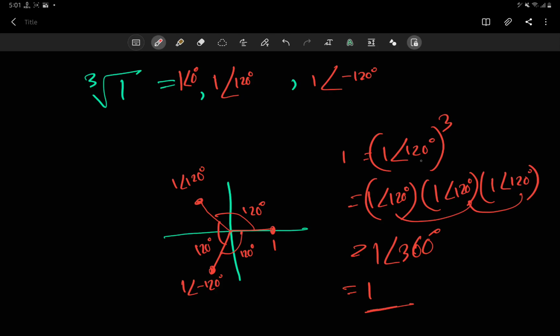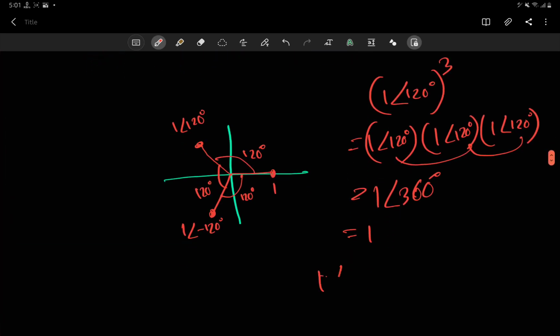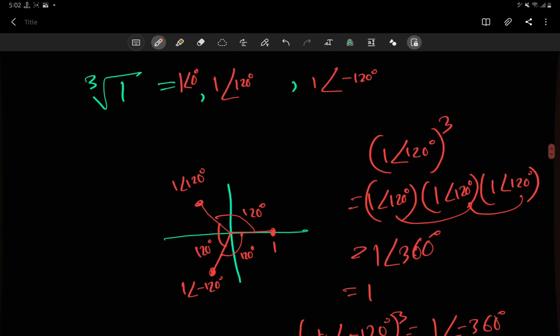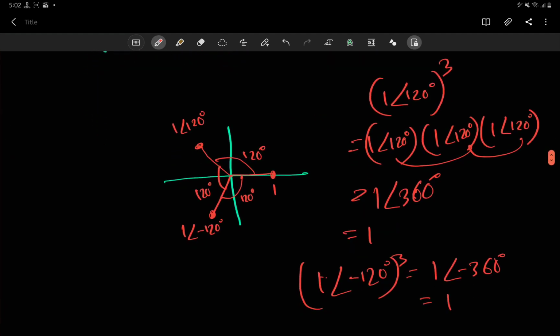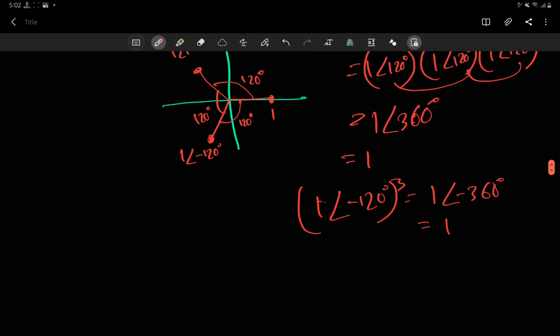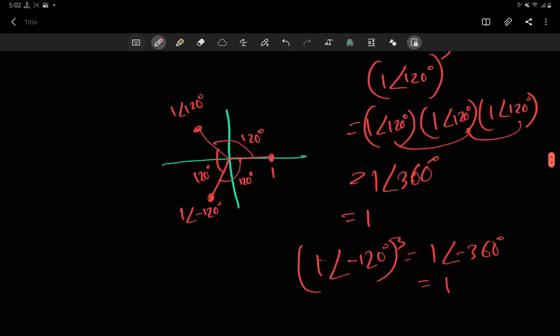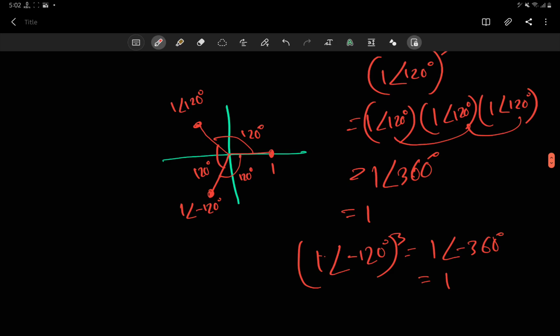So the cube root of 1 is just 1, and the cube root of 1 is also 1 angle 120 degrees. This is because if you cube that, you will get 1, right? And you can show the same for 1 angle minus 120 degrees. If you cube that, you will have 1 angle minus 360 degrees, which is also just 1 angle 0 degrees, or simply 1, right? So this is how we can very simply see the result. And actually we can generalize this to any n-th root.